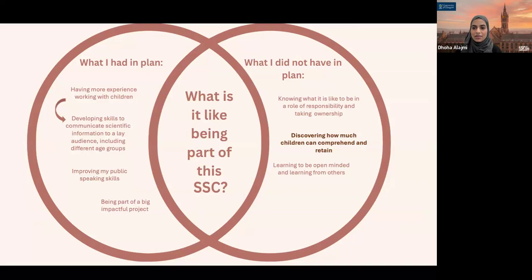To be completely honest, at the beginning of the SSC, I had no expectations for the children to actually comprehend the medical and scientific topics that we get to learn about in medical school. Imagining a 10-year-old explaining genetic inheritance was just really hard for me to imagine.